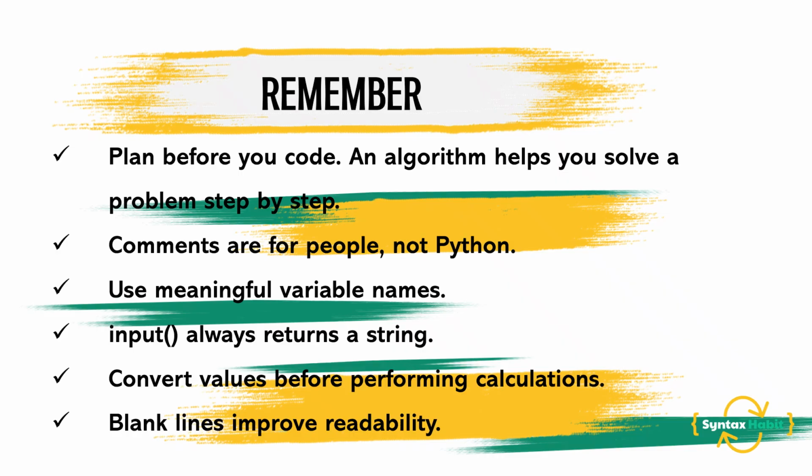Let's quickly recap what you've learned today. Planning your program before writing code makes it much easier to solve a problem step by step. Comments are written for people, not for Python. They help explain your code, but Python ignores them completely. Choose meaningful variable names that describe the information they are storing. Remember that the input function always returns a string, so convert the value before performing calculations. Finally, don't worry about adding blank lines to organize your code. Python ignores them, but they make your program much easier to read.